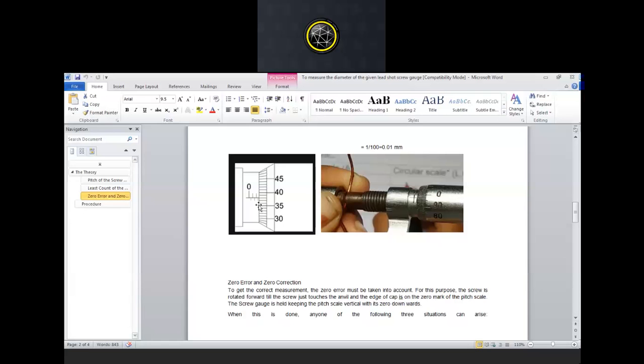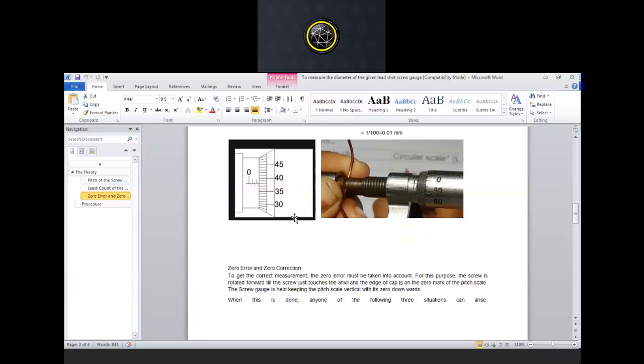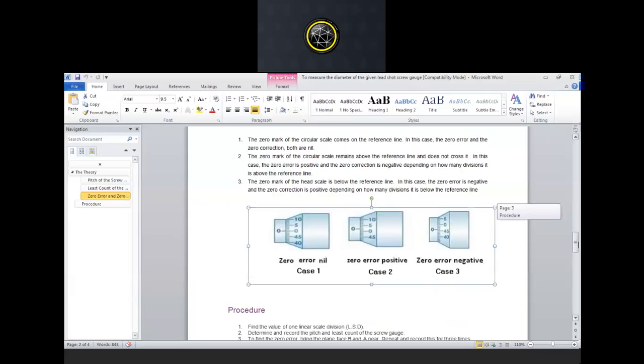Clear? Uncovered means after it gets tight, how many uncovered lines you see on the main scale, okay. We have to see this and we have to record in the table.